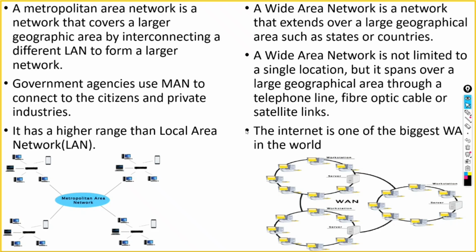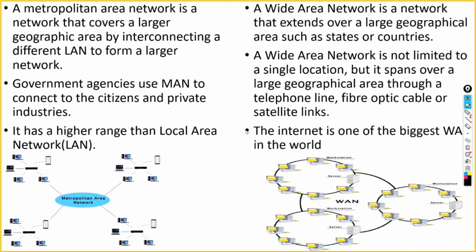Metropolitan area network, MAN, is a network that covers a larger geographical area by interconnecting different LANs to form a larger network. The best example you can say is government agencies connecting to each other, to the citizens, and to private industries, or, let's say, banks within a city connecting to each other. A group of LANs connecting to each other forms a MAN, metropolitan area network.